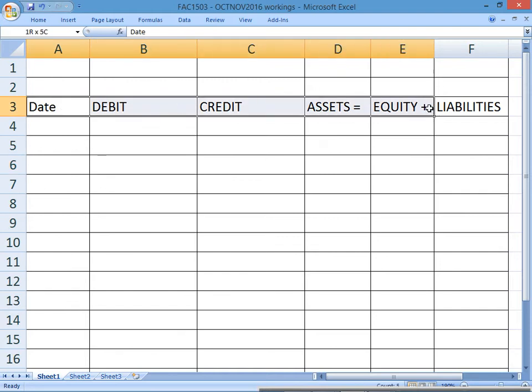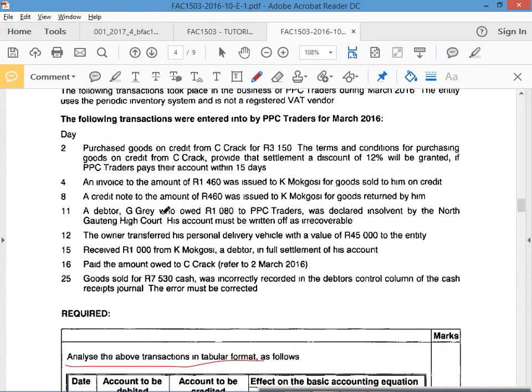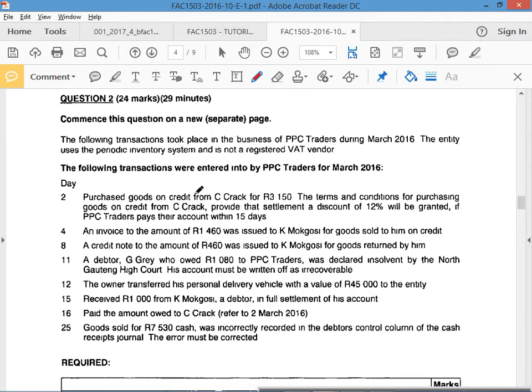Right, so if this was the exam, and I'm looking at question number two, I need to interpret these transactions. I'm looking at all of these different transactions, and I'm trying to interpret what's happening in the transaction. So when focusing on day two, let's read day two, and let's highlight anything that stands out. Purchase goods on credit from C for 3150. The terms and conditions for purchasing goods on credit from C provided that a settlement discount of 12% will be granted if PPC pays their account within 15 days. All that other stuff makes no difference to the question.